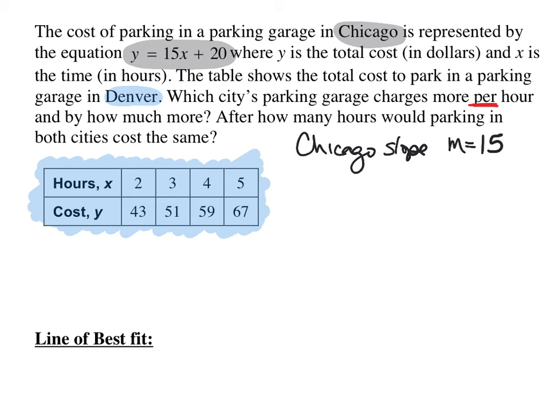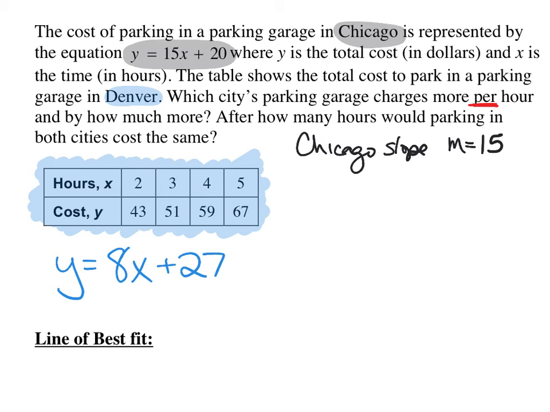Based on what we got out of the calculator, we were told that Denver's equation is y equal to 8x plus 27. Where did I get the 8 and 27 from, you ask? From my screen. 8, 27. A, B.